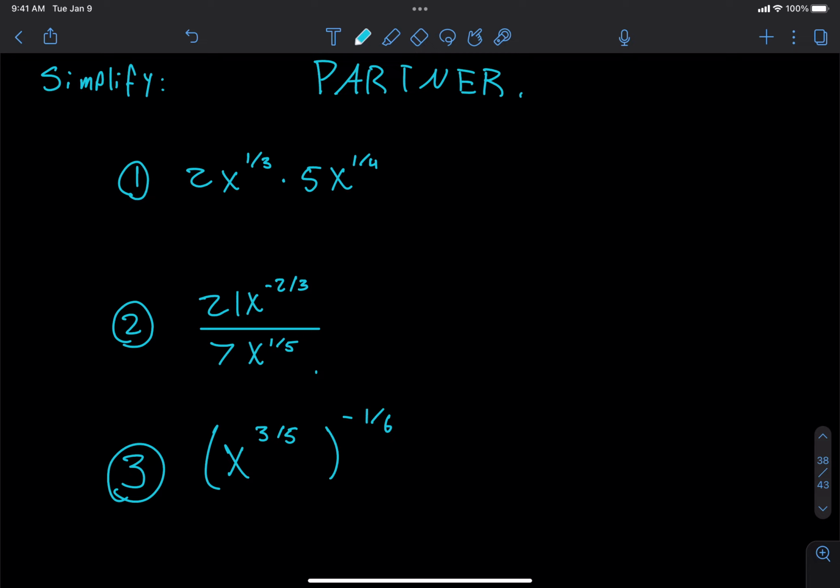Yeah, you add the powers. Sure, so we can multiply in any order that we want, right? So we could do 2 times 5 times x to the 1/3 times x to the 1/4. Can you write that for me? x to the 1/3 times x to the 1/4. So you can get rid of this x there. So 2 times 5 there. Okay, so now 2 times 5 is 10. Okay, and how do I combine x to the 1/3 and x to the 1/4?